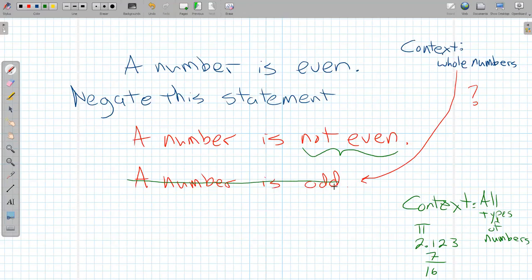So sometimes negating statements is pretty straightforward. Sometimes it's not. When we try to do a little bit more than the basic, then it gets more complicated. We've only been talking about whole numbers so far, so I would accept "a number is odd" today. But next quarter, when we're talking about fractions and decimals, that wouldn't be a proper negation. So not even. Let's do another one of those.